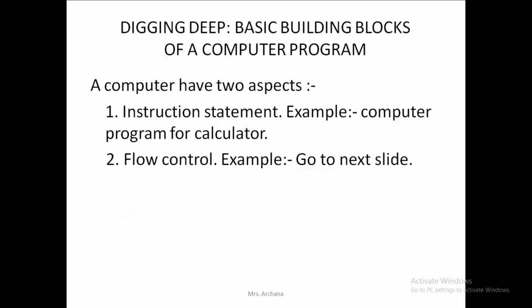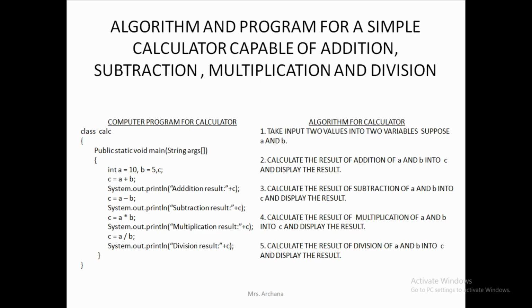A computer program generally consists of two aspects or features. First is instruction statement and second is flow control. To know what an instruction statement is, let's see the previous example, the computer program for the calculator. Here this is the code we have written. In instruction statement we are actually writing the program.